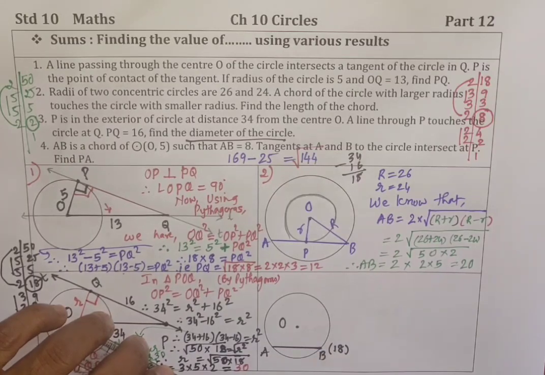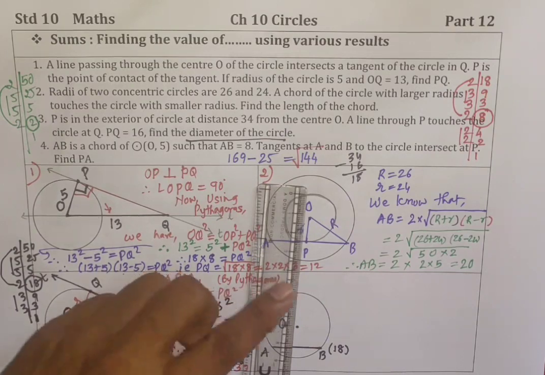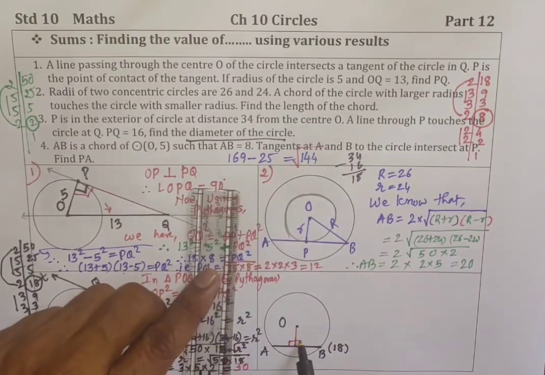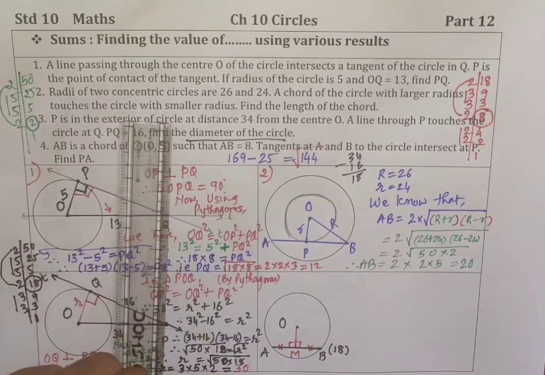That shows AB equal to 18. I'm going to tell you the reason why. Now, children, I'm going to drop a perpendicular to the chord. If you have the center and the chord, then drop the perpendicular. Let's say M is the foot of the perpendicular. So you are going to get AM equal to MB.